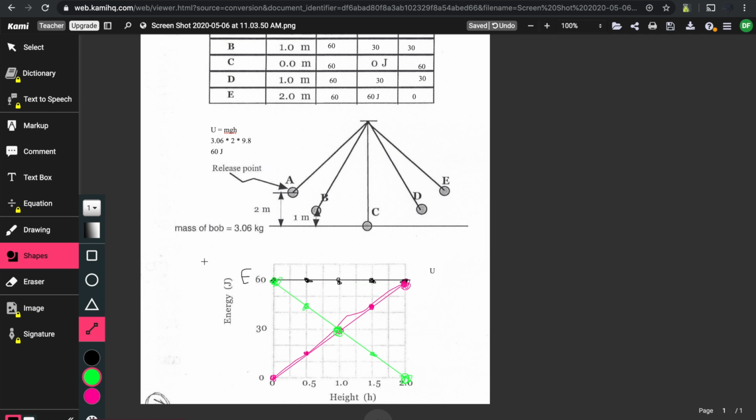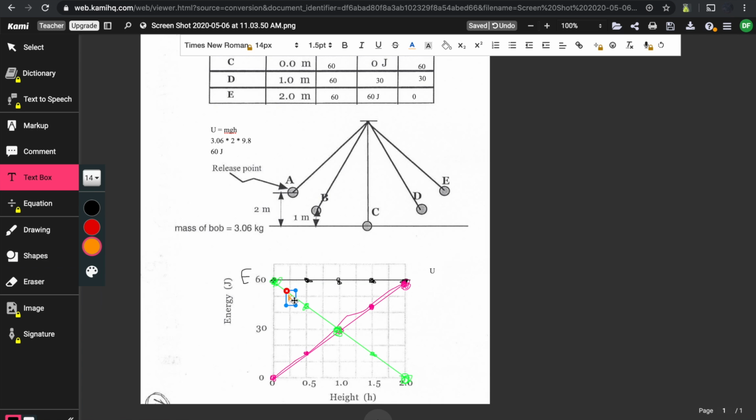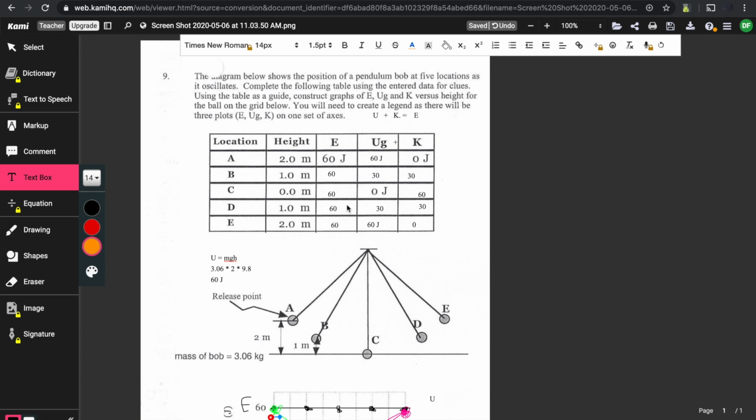And that is K. So this green line is the kinetic energy, the pink line is potential energy, and the black line is energy. Okay, so that's what this table is showing us. The total energy is 60, the potential energy at the maximum is 60, then halfway down is 30, and then at the bottom is 0, and then as it goes back up, it goes 30, and then 60, and then the kinetic energy is inverted. It's 0 at the ends, and then 30, 60 at the bottom, maximum energy, 30, and 0.